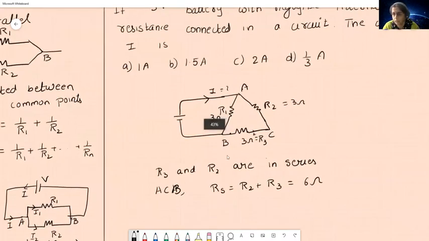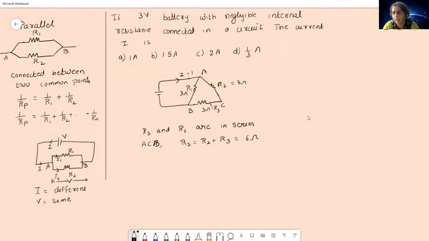Now this Rs and R1 are connected in parallel between A and B. You can see here, if you have A and B, you have one branch having Rs and another branch having R1. Isn't it? They are parallel. The voltage is going to be 3 volt. So here I'm going to get the total resistance now.